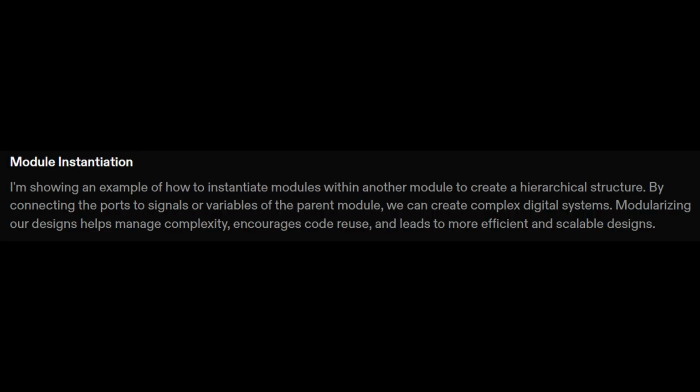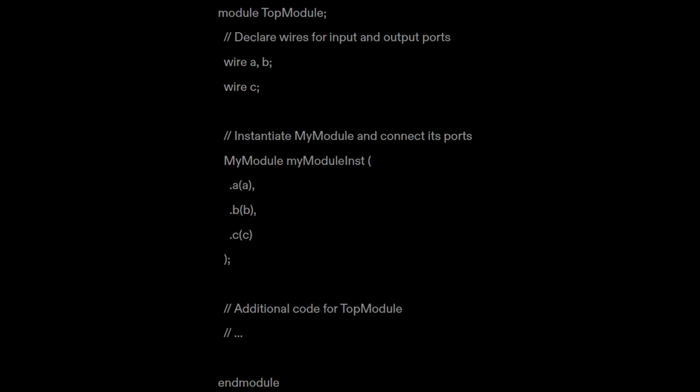Once we have defined our modules, we can instantiate them within other modules to create a hierarchical structure that reflects the system's architecture. Here's an example of module instantiation within another module, Top Module. We instantiate MyModule and connect its input and output ports to signals or variables from the parent module. By using modules and instantiating them hierarchically, we can build complex digital systems. This modular approach helps manage design complexity, facilitates code reuse, and leads to more efficient and scalable designs.